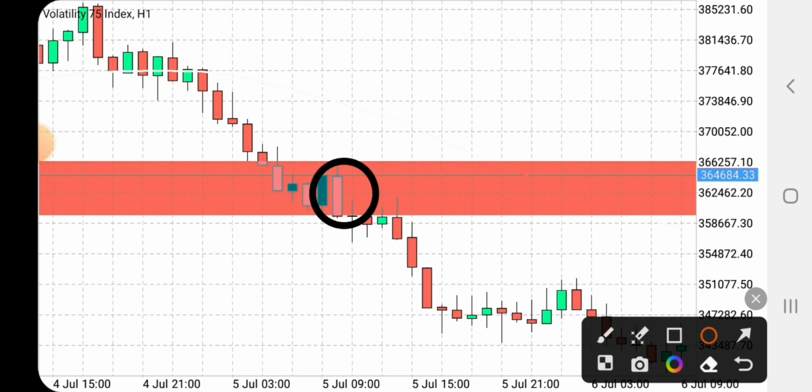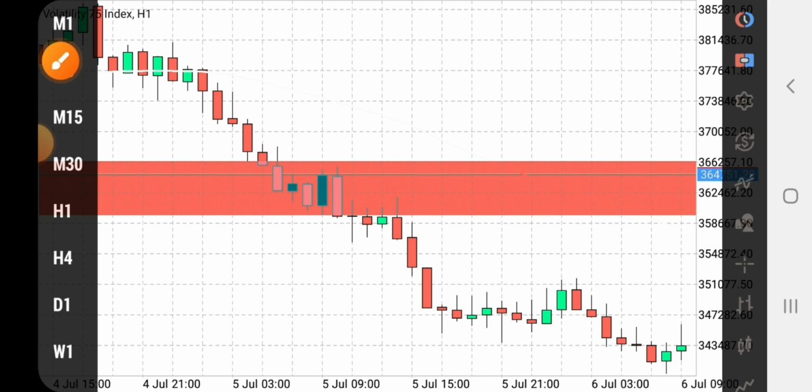You need to see the buying power or the selling power before you start thinking of making entry. Now we have the momentum candlestick closes above our support level, which is break the key level. All I have to do now is to switch down to 15 minutes time frame.